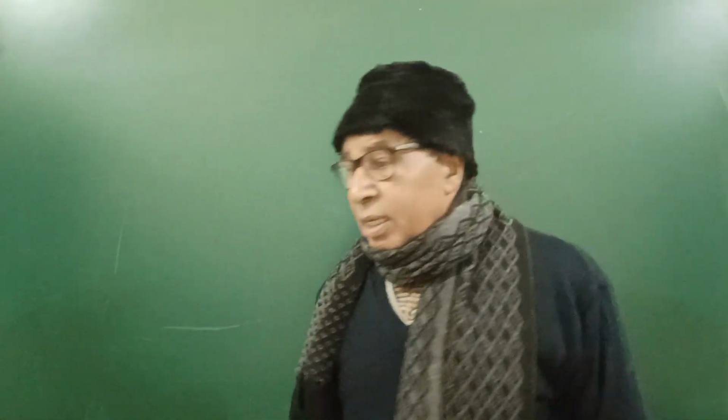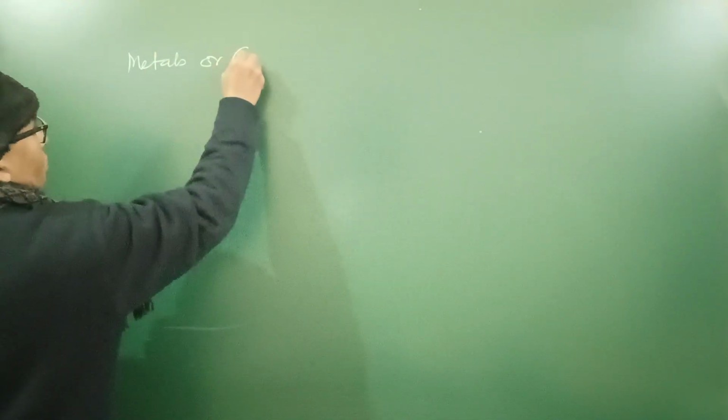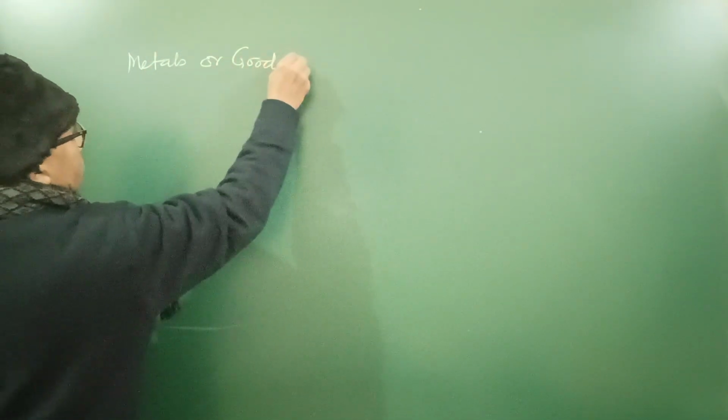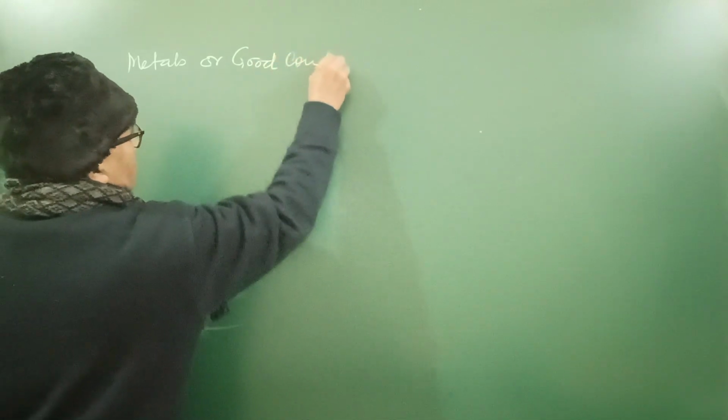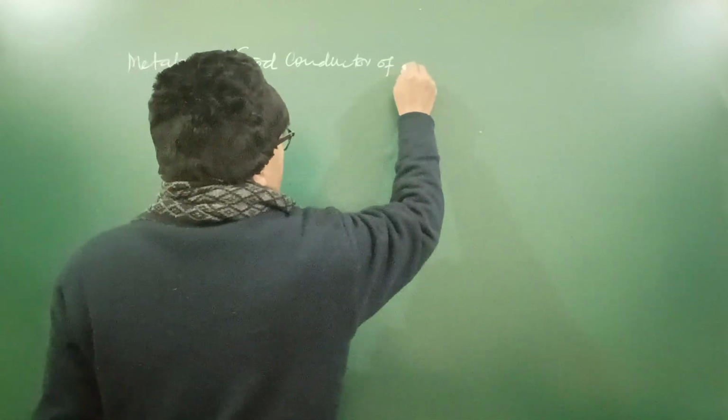Now on the basis of these bands, I will differentiate between good conductor, insulator and semiconductor. So first I tell here about metals or good conductors of electricity.